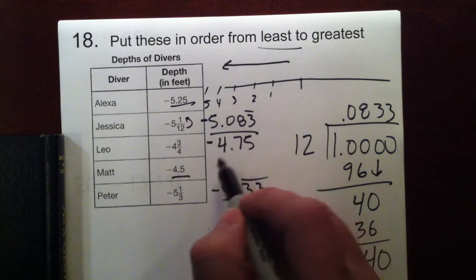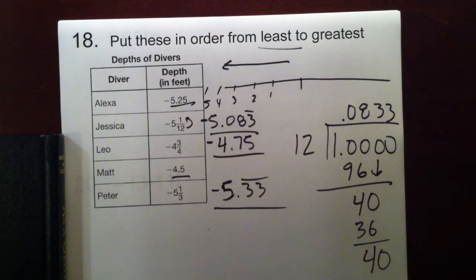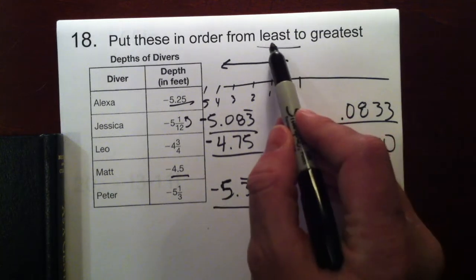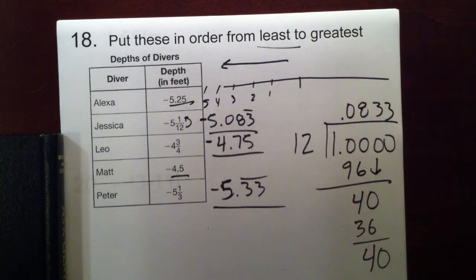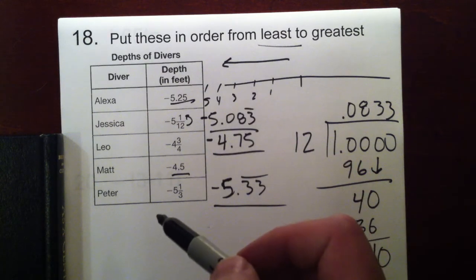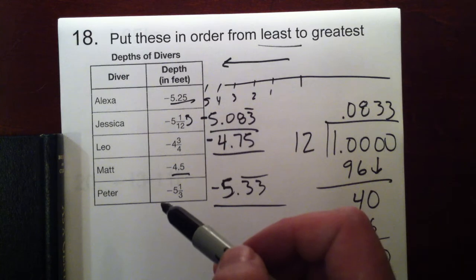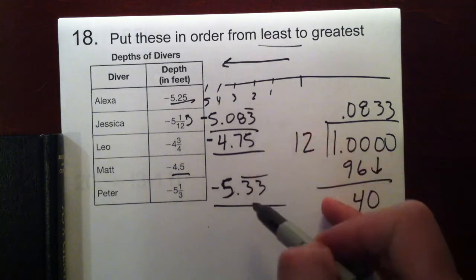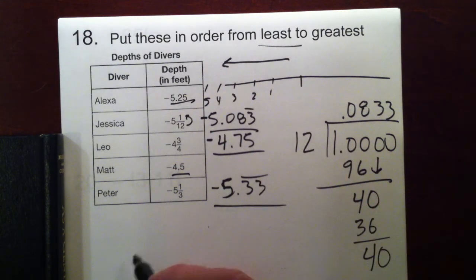So now we've got everything converted to similar terms. And the question again is asking us from least to greatest. In other words, the smallest value to the largest value. Well, when we're dealing with negative numbers, I would much rather owe you less money than more. Therefore, we got to put these in the order from least to greatest.